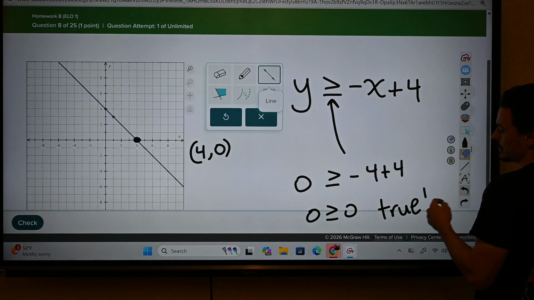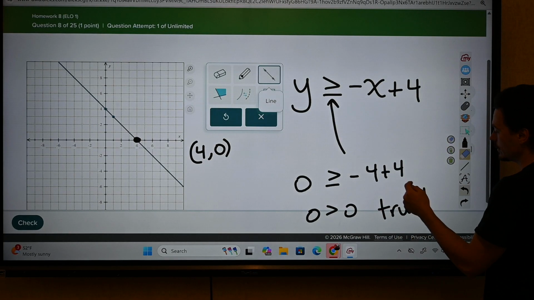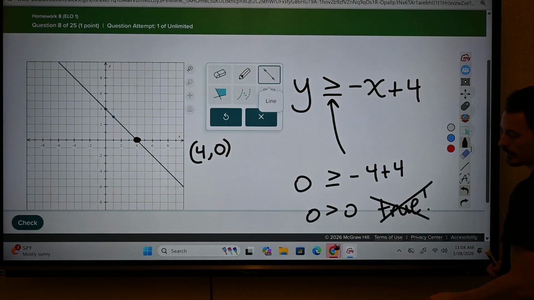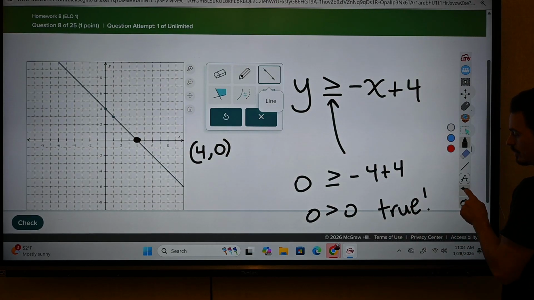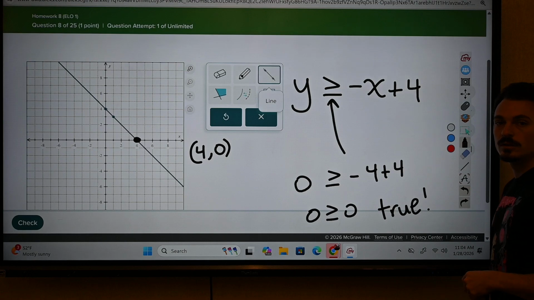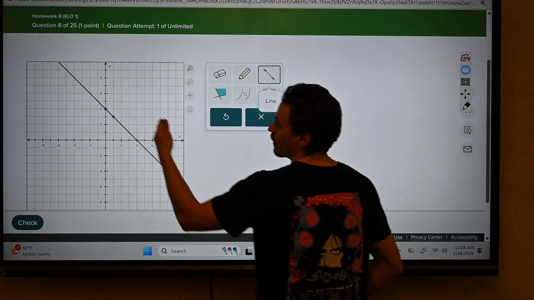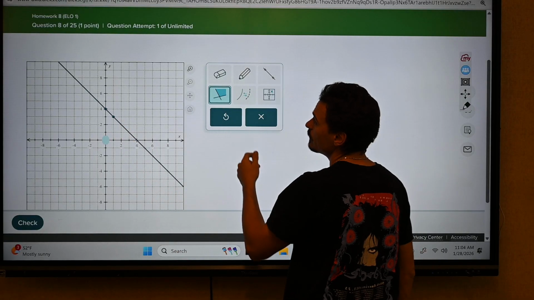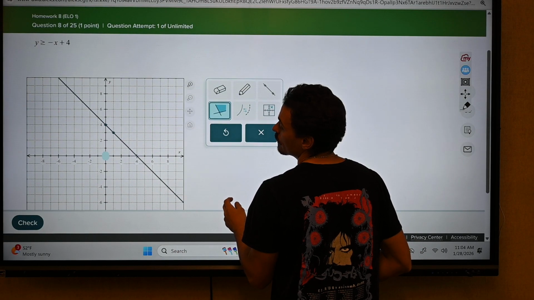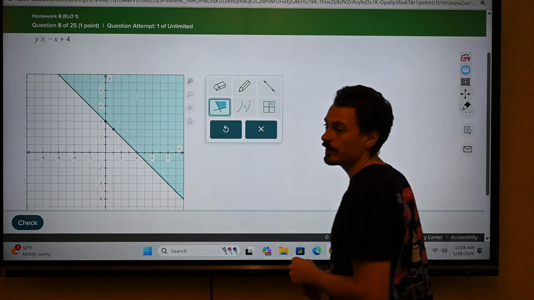Okay? If this wasn't there, then that would be false. Okay? But with the line there, it's true. Okay, so that's why we keep our line solid. And then we want to be greater than, so we need to be above it.